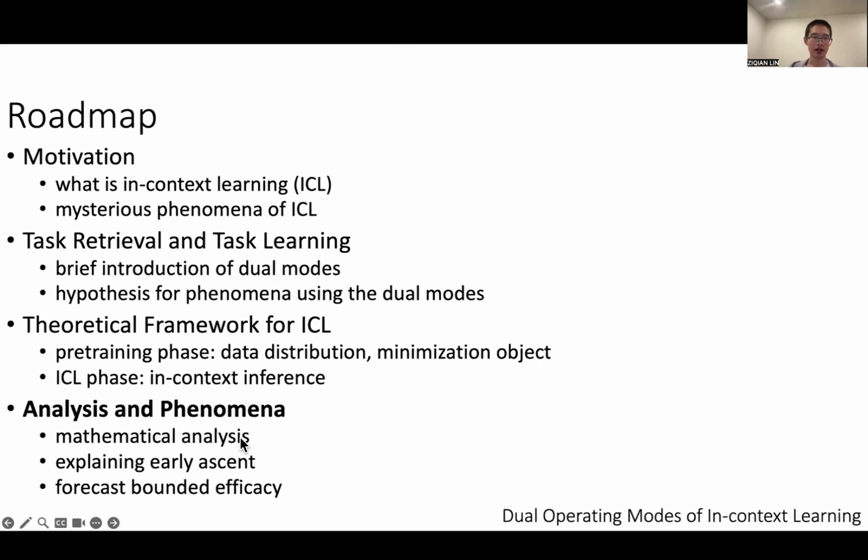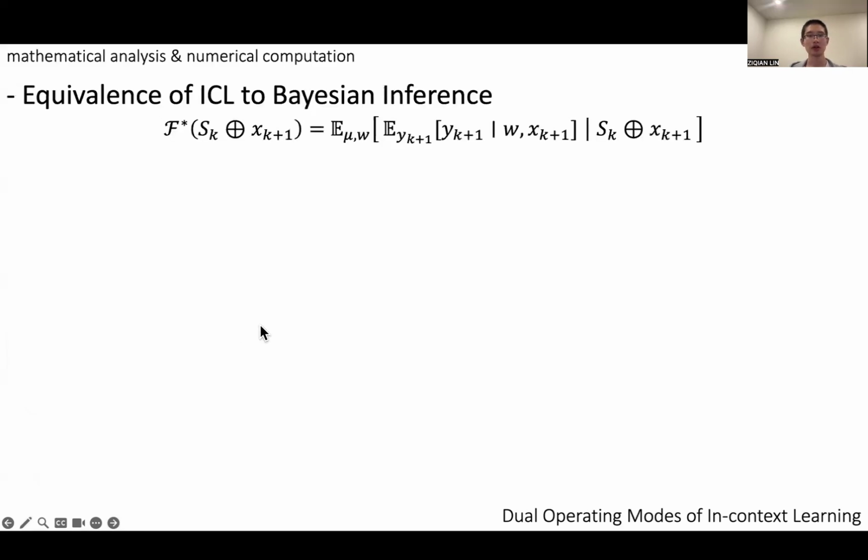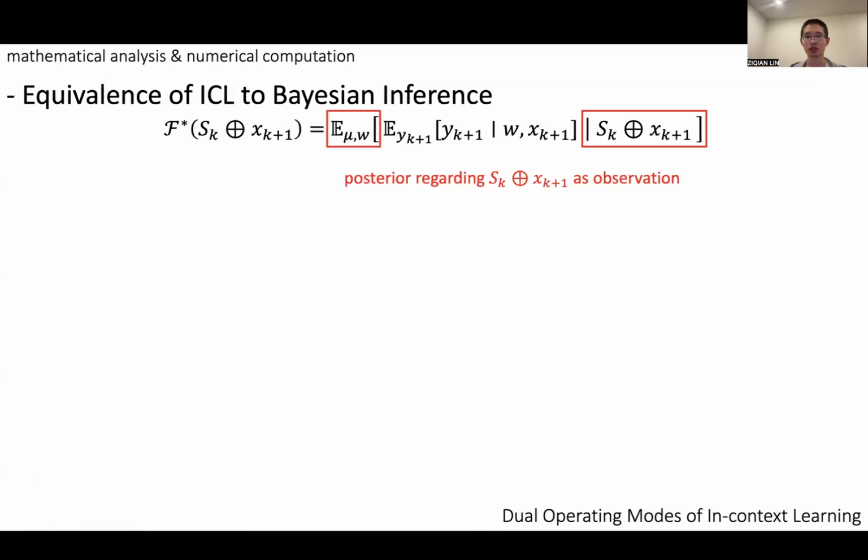And finally, we will go to the analysis and phenomena. We will give some mathematical analysis, and we will explain the early ascent phenomenon and forecast the bounded efficacy phenomenon. With our pre-training data set and in-context learning inference, we can show that the prediction for the input is equal to the right part, where the inner expectation is the prediction based on the in-context function W, and the outside is the posterior regarding the input as observation.